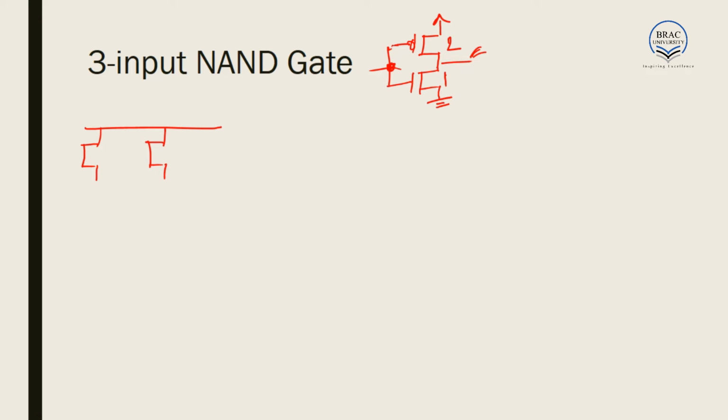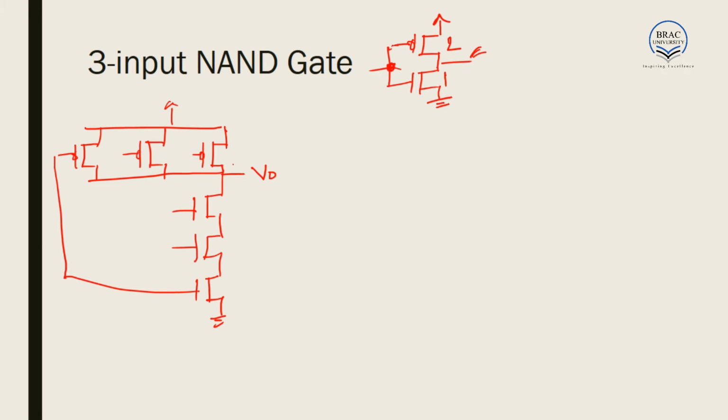In the case of the NAND gate, we have 3 PMOSes in parallel, and again 3 NMOSes in series. Pardon my poor drawing. Here we have the output node. So these are connected together. These are connected. These are connected. So this is how it works. And now it is to be noted.